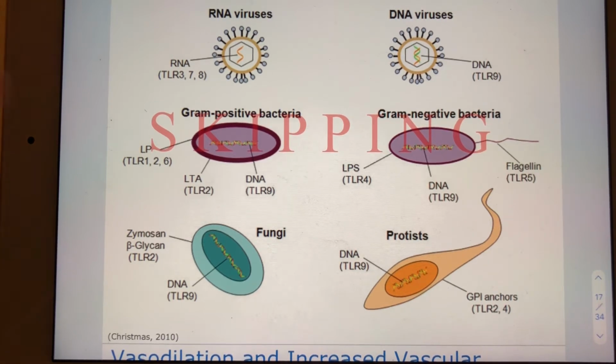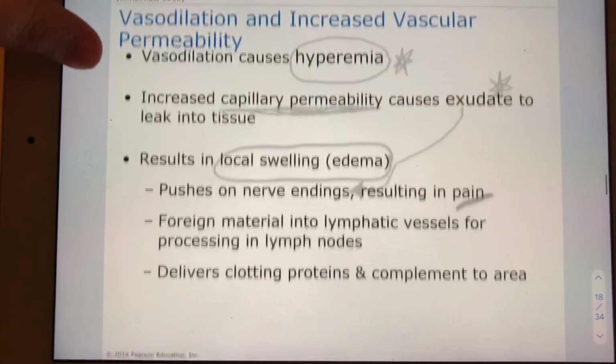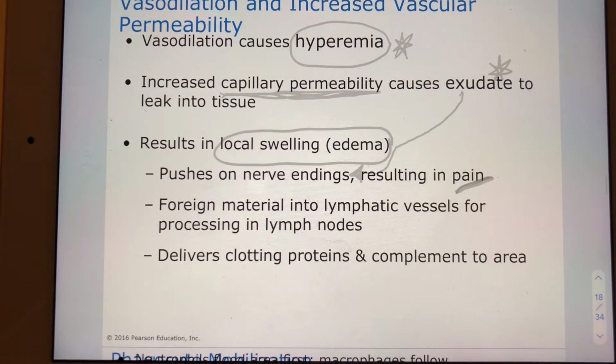Moving on to slide 19. Again, the second step in inflammation is vasodilation, local, of course, and a localized increase in vascular permeability. Vasodilation, in particular, triggers hyperemia. And hyperemia occurs when we are sending an excessive amount of fluid out of capillary beds, all right?